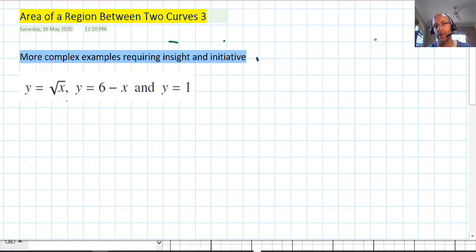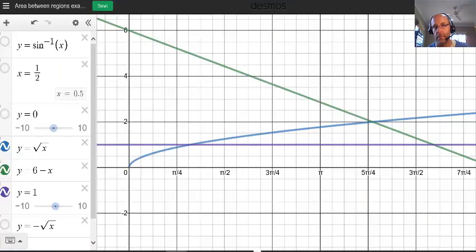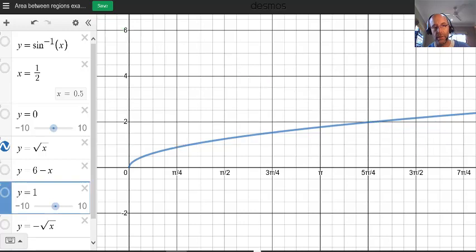Let's have a look at a drawing first. With the aid of technology, you can see we have root x in blue, 6 minus x in green, and in purple, y equals 1. Note in particular the graph of y equals root x, and it stops at 0, 0. Okay, because it is not possible to have any values beyond that for a couple of reasons.